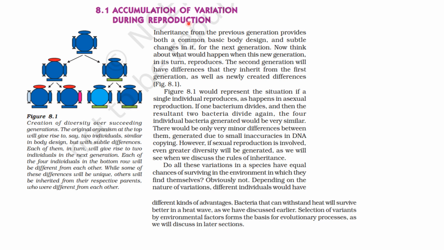So with the diagram, it will be really clear. See, creation of diversity over succeeding generations. So this is the first generation, second generation, third generation, let's say. Okay. So you can see the body design is similar. This first generation is having these two children. Okay. So body structure is almost the same, but some subtle differences occur, right? आप देख सकते हो, this is red, this is blue, this is blue, this is green, right?